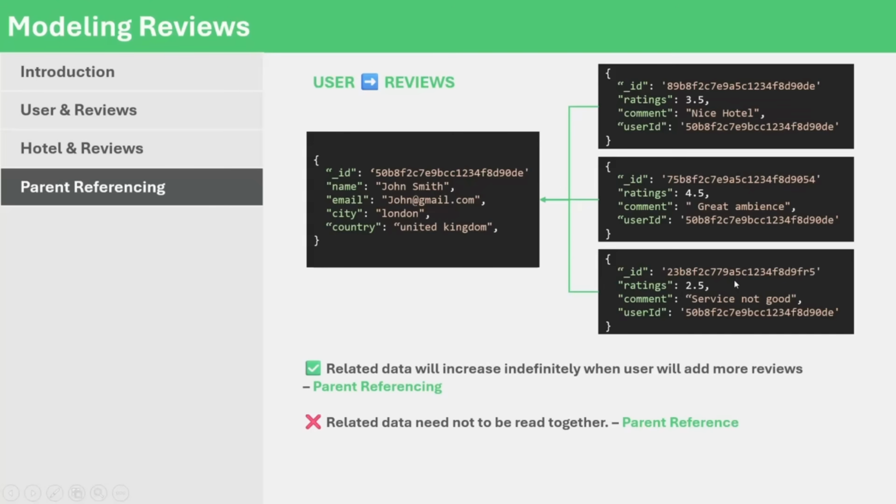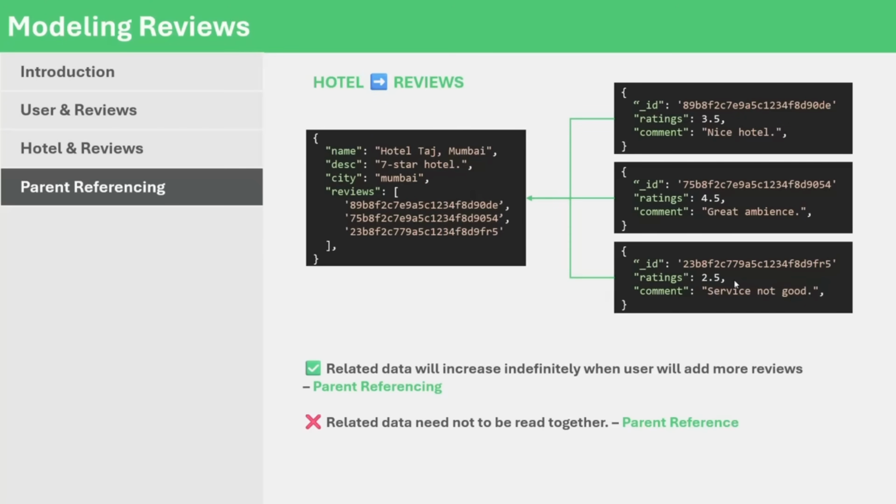Okay. Then between the hotel and the reviews also we have the same situation. When we are going to read the hotel details and when we want to display the hotel details, we don't want to display the reviews immediately. Okay, so here, first of all, this reviews array can grow indefinitely in size because many users might want to give some review for this hotel. So the reviews will keep on coming from different users and this reviews array will keep on growing.